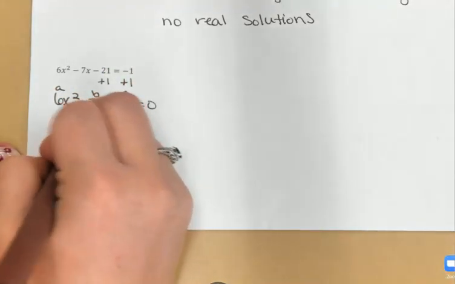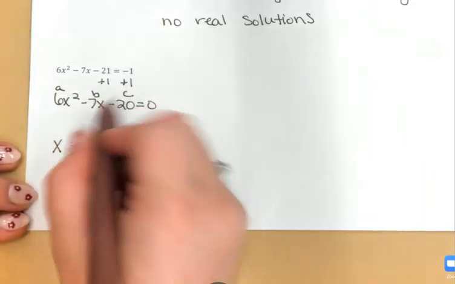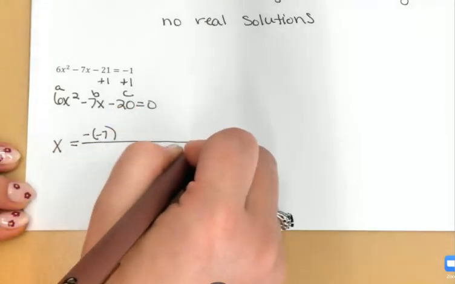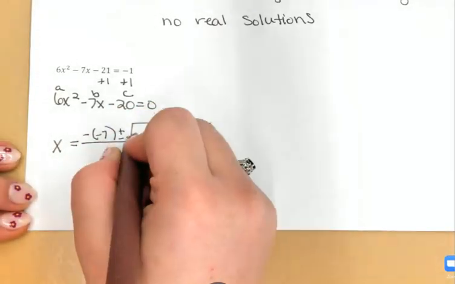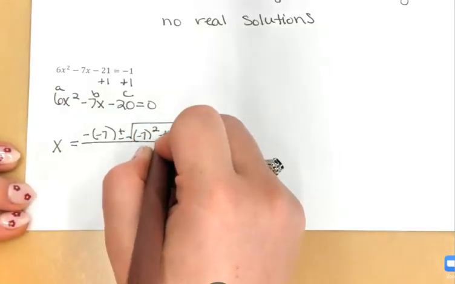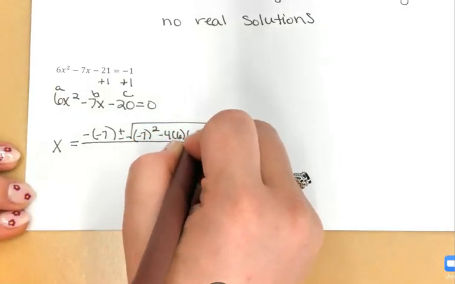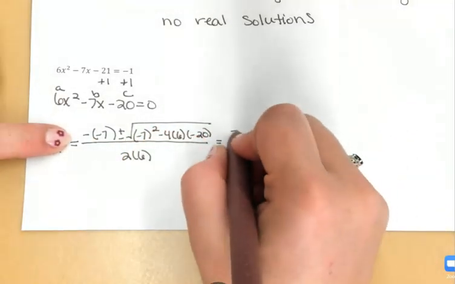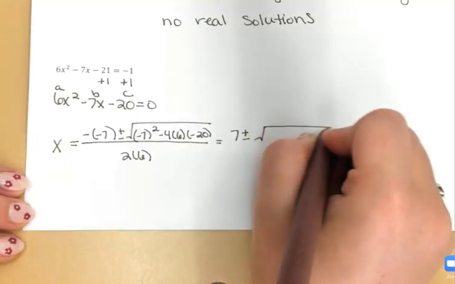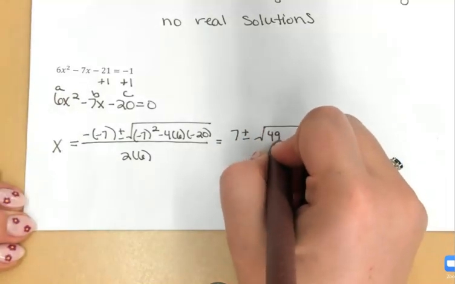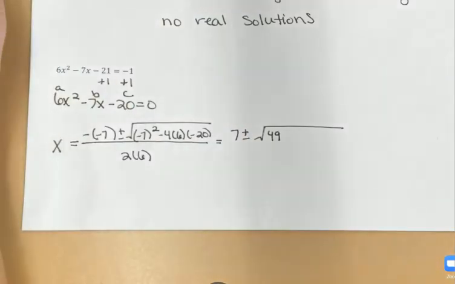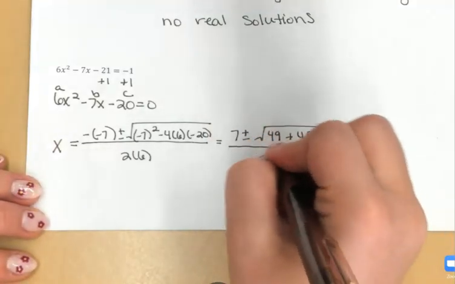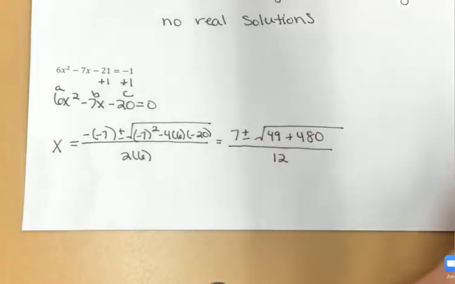So putting this into my quadratic formula, I'm going to have -b, and if b is -7, that double negative is going to end up making that 7 positive. But then we'll have plus or minus the square root of -7 squared minus 4 times 6 times -20 all over 2 times 6. So like I said earlier, that 7 will become positive, plus or minus the square root of -7 squared, which is 49, minus 4 times 6 times -20, which is positive 480, all over 12.